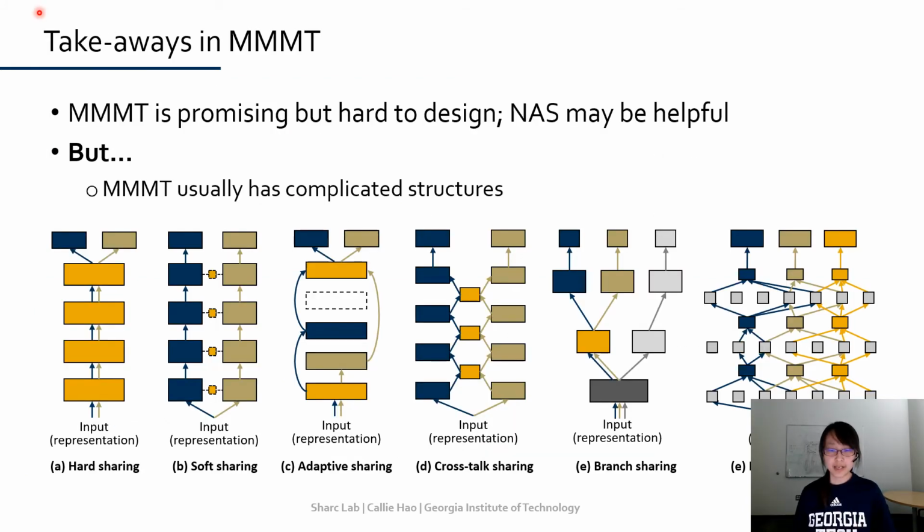The main takeaway here for multimodal multitask learning is, of course, first, MMT is really promising, but it's very hard to design because it has a large design space. We also demonstrated that NAS might be helpful, and we have already seen that NAS can help find a higher quality MMT model. But there is always a but: these MMT models, usually the ones found by NAS, usually have complicated structures.